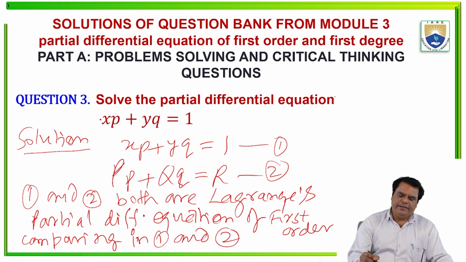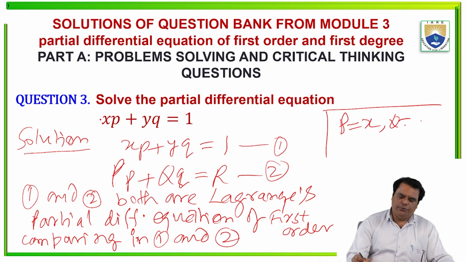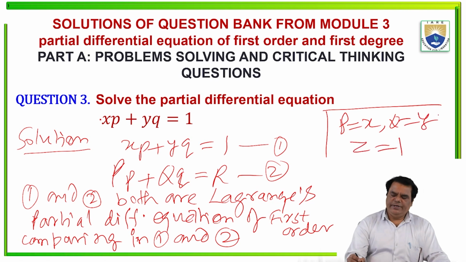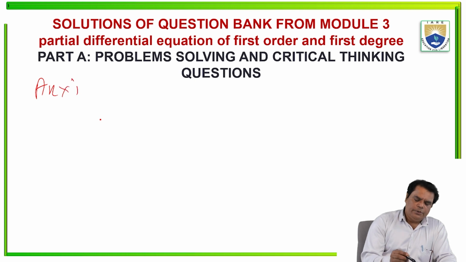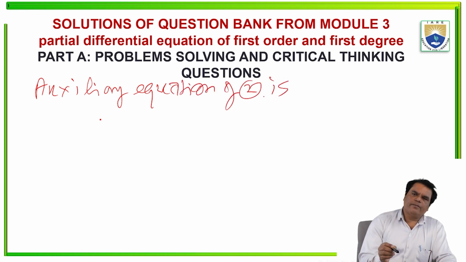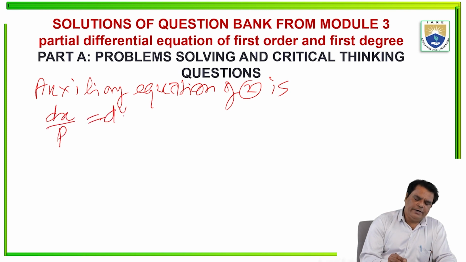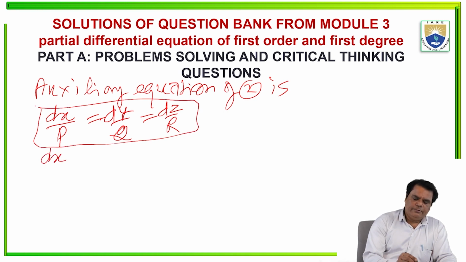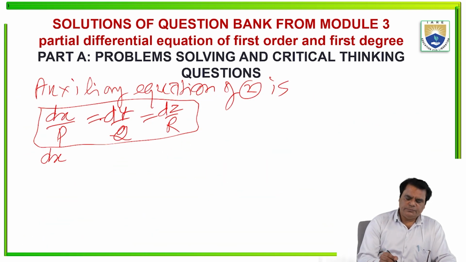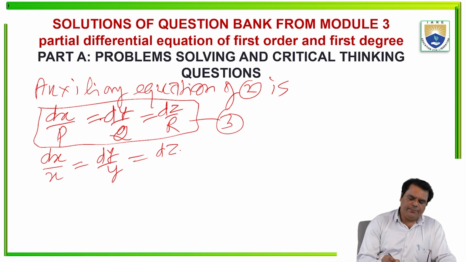Comparing 1 and 2, we get P equal to x, Q equal to y and R equal to 1. We get P, Q, R. Now the auxiliary equation is dx upon P equal to dy upon Q equal to dz upon R. This is equation 3, the general auxiliary equation. So dx upon x, dy upon y, dz upon 1.